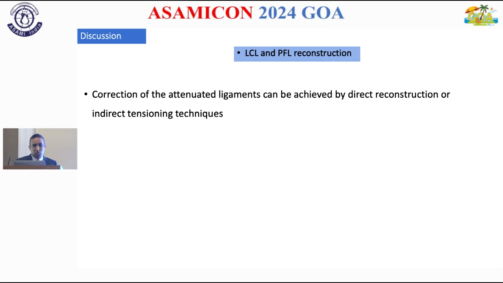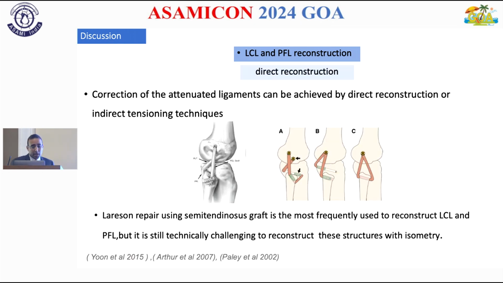The lateral collateral and the correction of the attenuated ligament. Actually, 33% is not more; more than 60% need help. Correction of the attenuated ligament can be achieved by direct reconstruction or indirect tensioning. Larson repair using semitendinosus graft is the most frequently used to reconstruct the lateral collateral ligament and the popliteofibular ligament. But it is still technically challenging to reconstruct these structures with isometry, as we said.